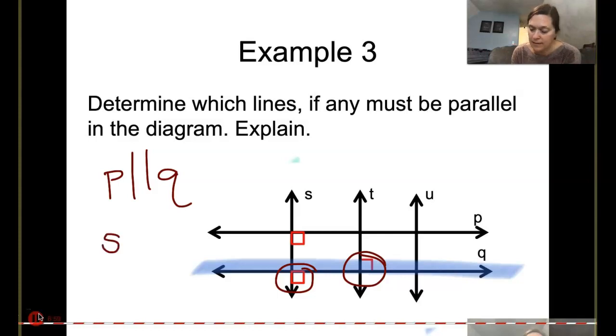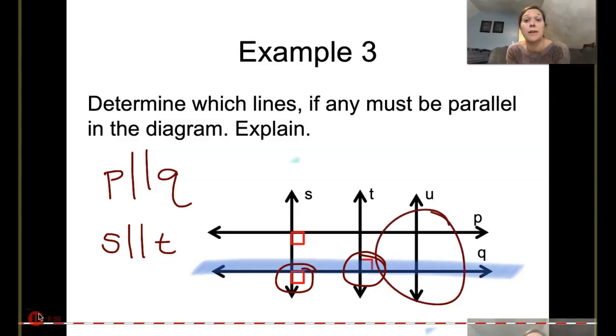So I'm going to write S. Remember, this is our symbol for parallel, the double bar, two double lines. So S is parallel to T because they are both perpendicular to Q. U would not be parallel to anything because there are no right angles anywhere occurring at line U.